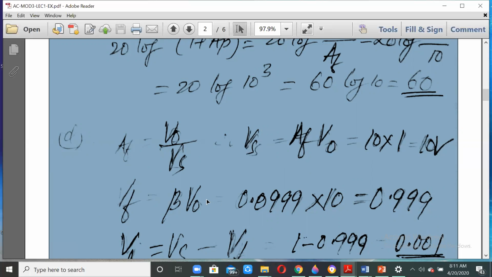Then Vf is equal to beta V naught. V naught we have found here as 10 volts. Beta we know is 0.0999, and that will give us 0.999.